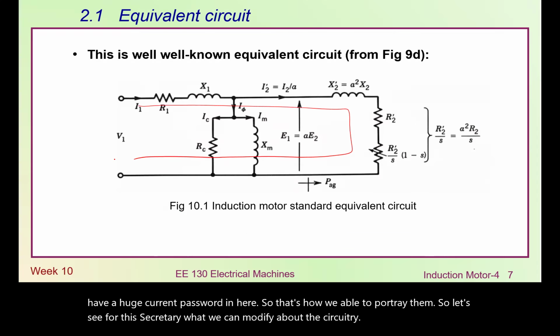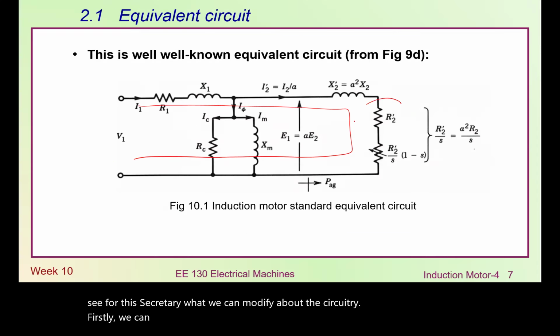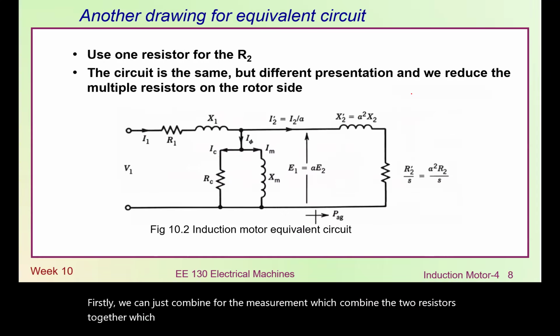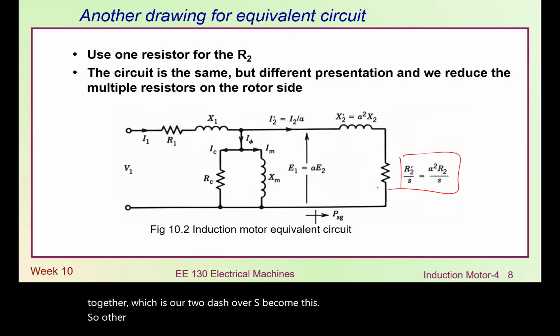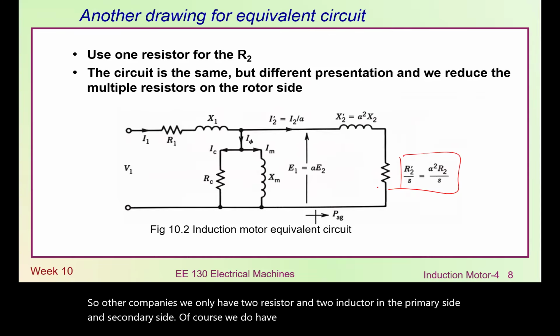Firstly, for the measurement, we can combine the two resistors together, which is R2' over S, to become this. After combining them, we only have two resistors and two inductors in the primary side and secondary side. Of course, we do have the magnetizing inductance in the air gap.